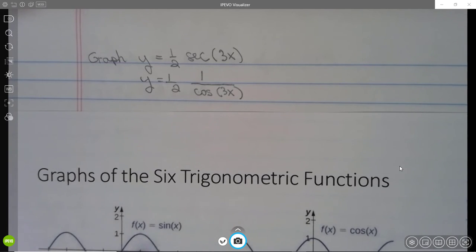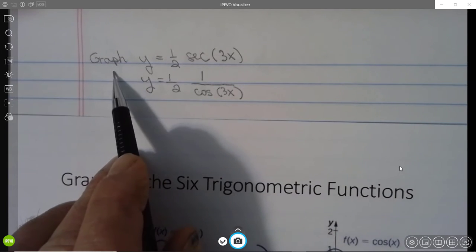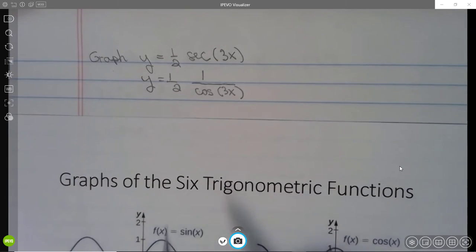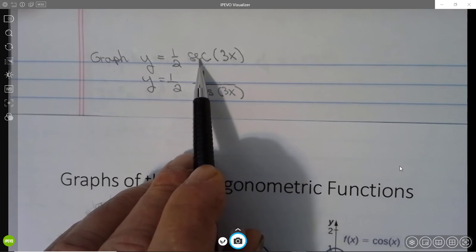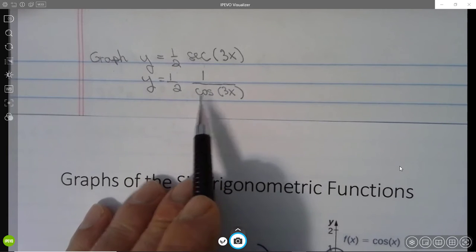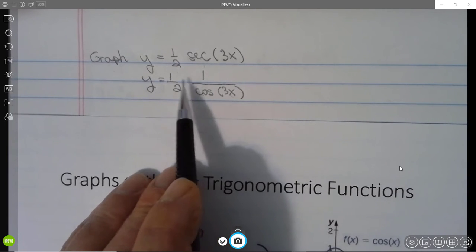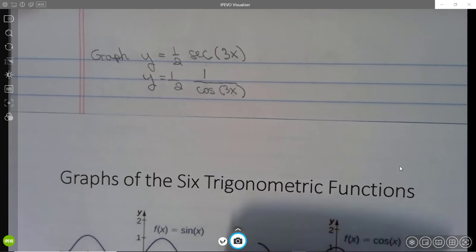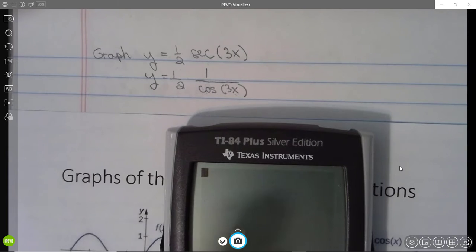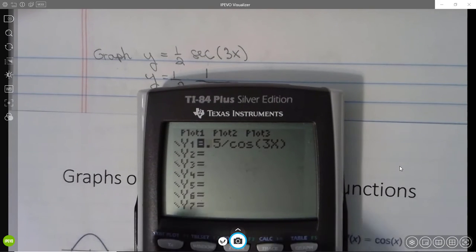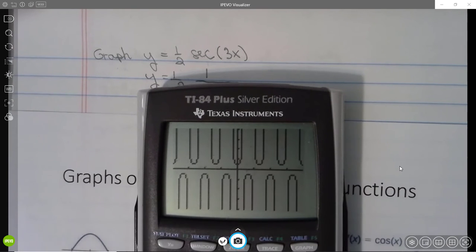Okay, the next problem I'd like to show you is how to graph the function y equals 1/2 the secant of 3x. Now, it's critical here that we remember the secant is 1 over the cosine. So secant of 3x is 1 over the cosine of 3x, and of course this whole thing is being multiplied by 1/2. Now that alone is enough to give us a general sense of what this looks like, because we can ask our calculator: 1/2 over the cosine of 3x. If we were to graph that on a standard trig window, you get something like this.